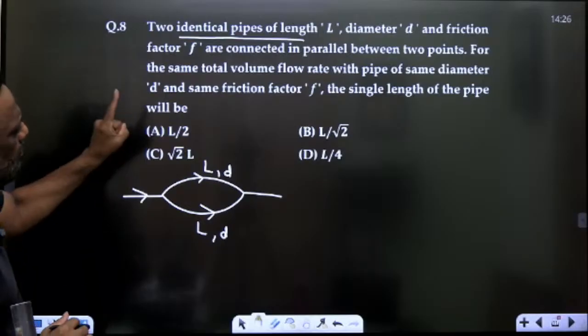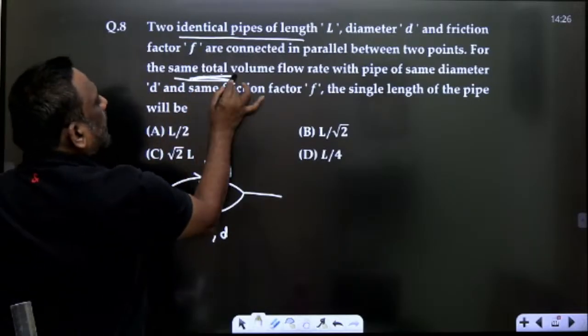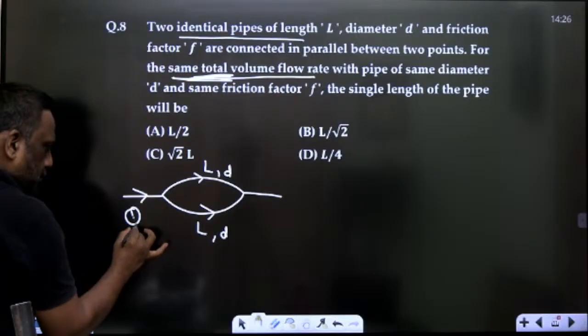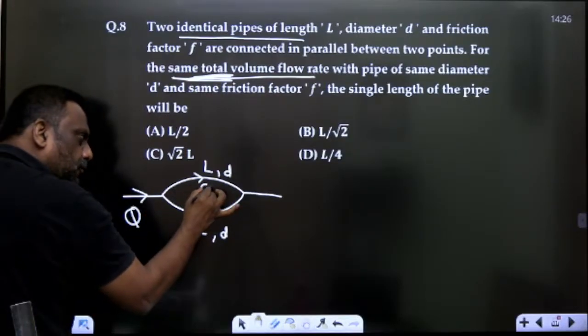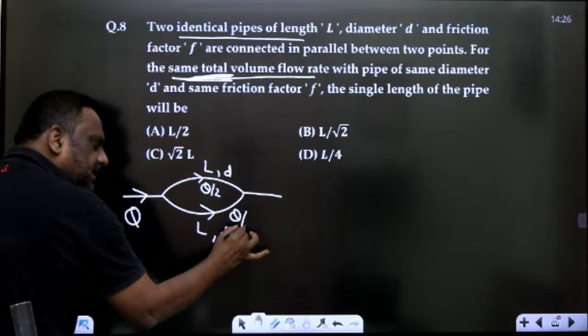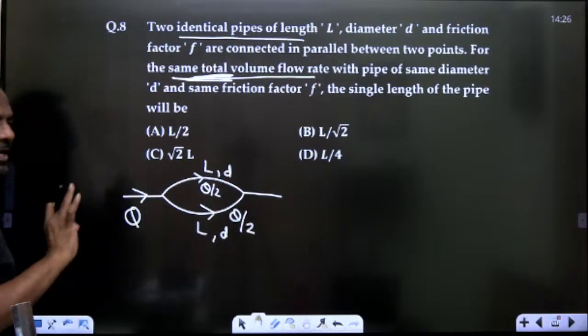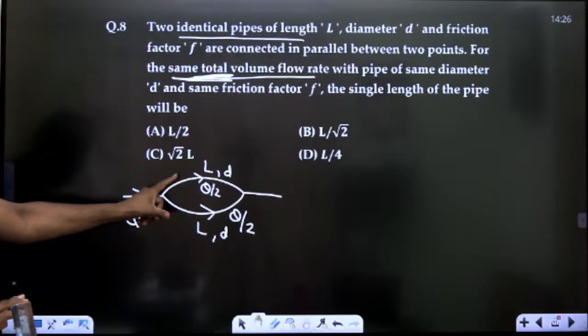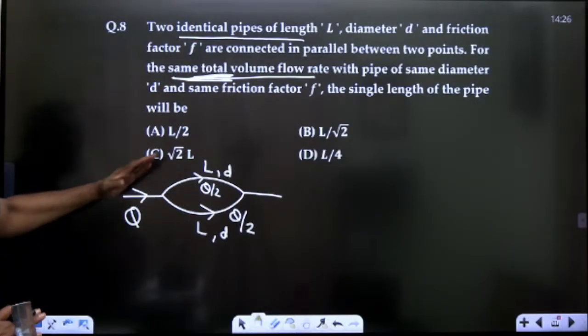For the same total volume flow rate, if the flow rate is Q, in this pipe what will be the flow rate? It will be Q by 2 because both are identical. So the discharge will split exactly. As these two pipes are of the same diameter and same length, identical, the discharge will split exactly half.